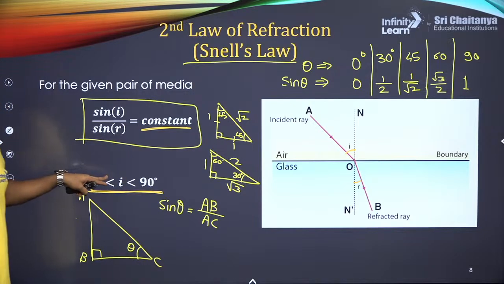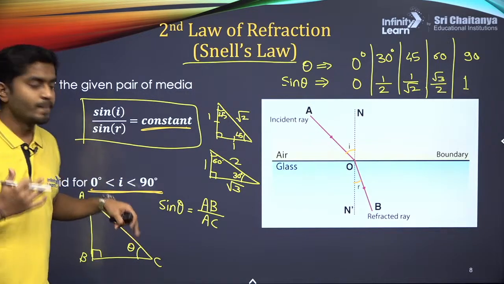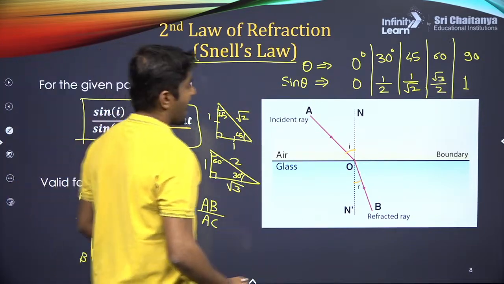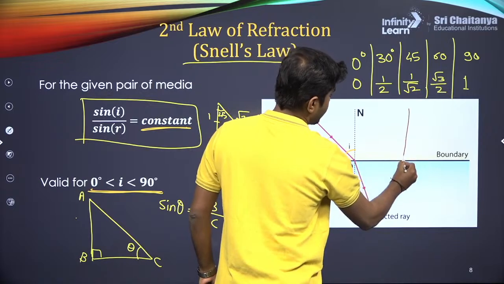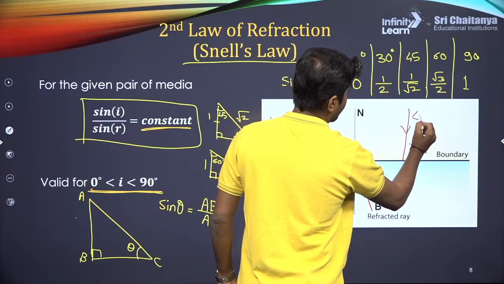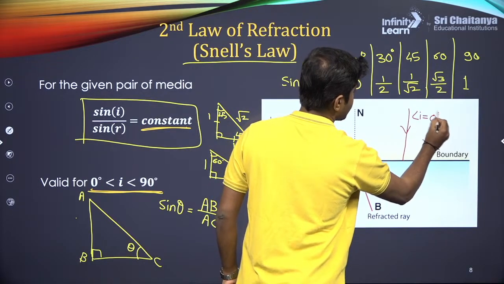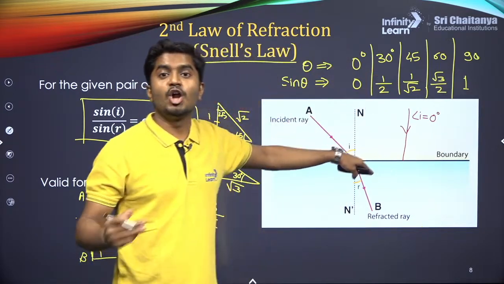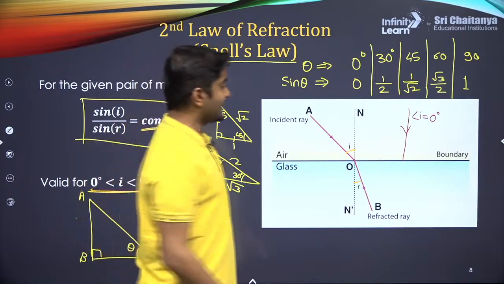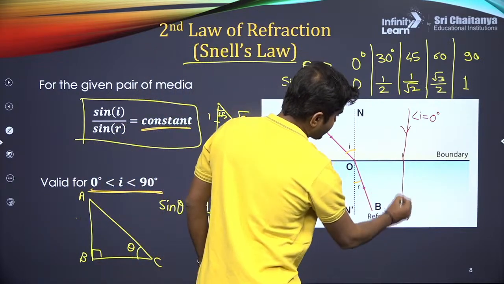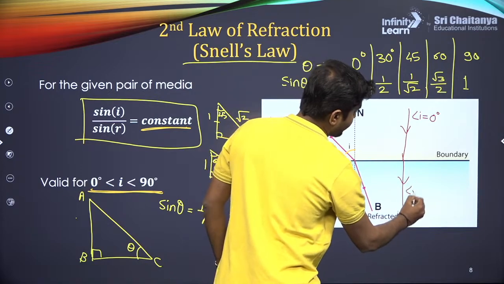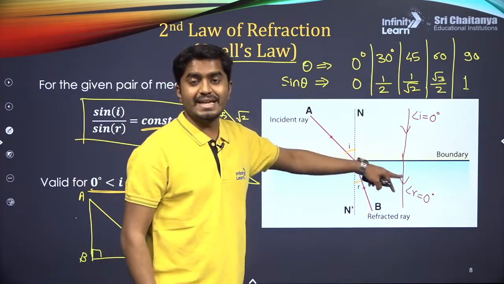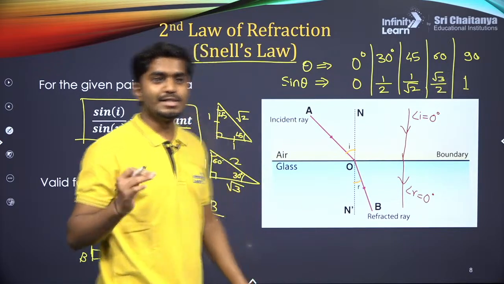The minimum value is just above 0, because if it is 0, what will happen? Let's say the angle of incidence is 0 degrees. Now the incident ray is along the normal, so in that case it will just pass as it is. The angle of refraction is also 0 degrees. So in this case we cannot use Snell's law.